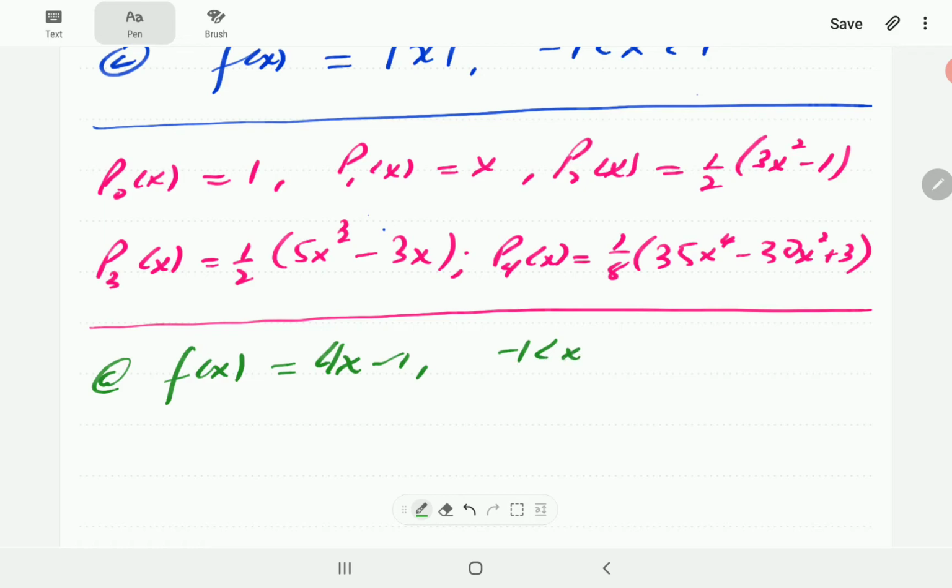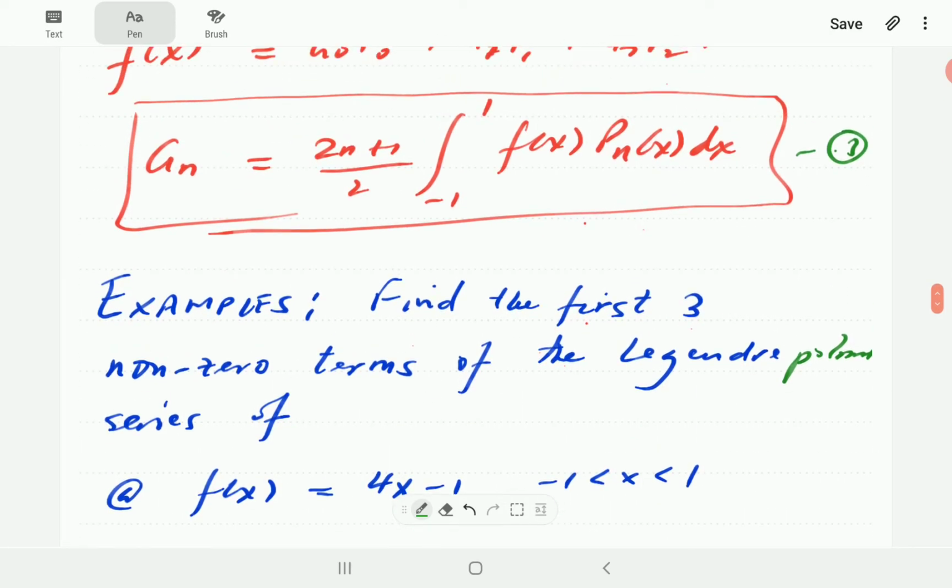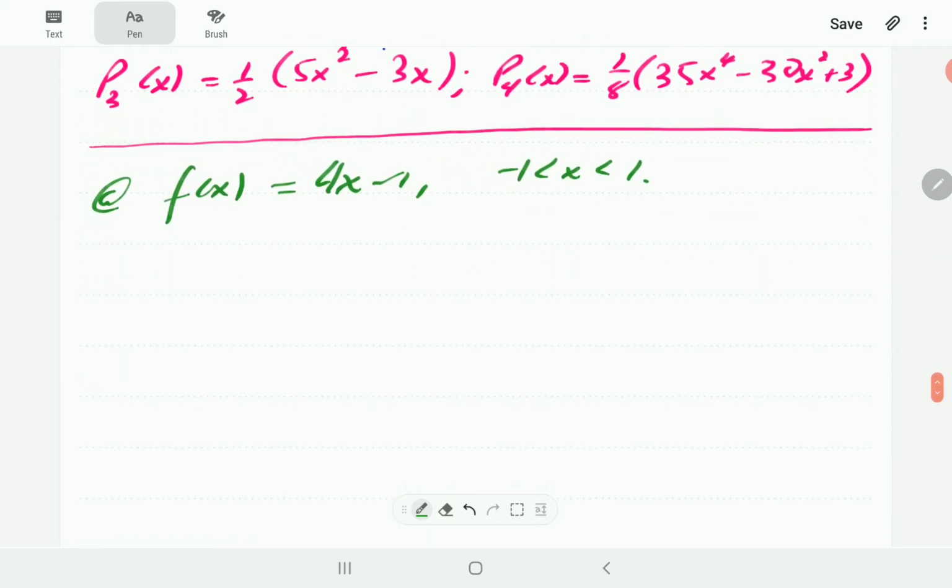So we're interested in this function in this interval. According to formula number 3 here, for a0, that's just going to be 1/2, that's going to be p0, which is 1. So that means a naught is going to be 1/2 times the integral of the given function.